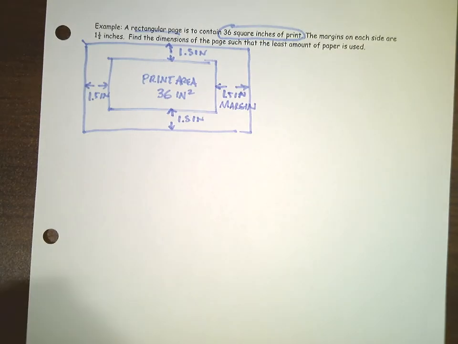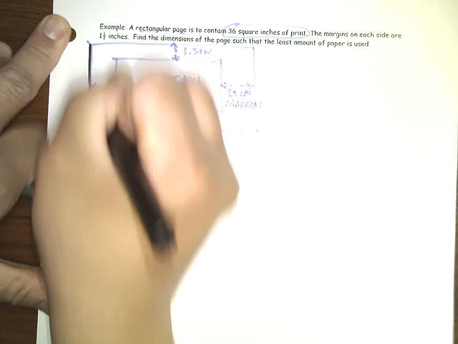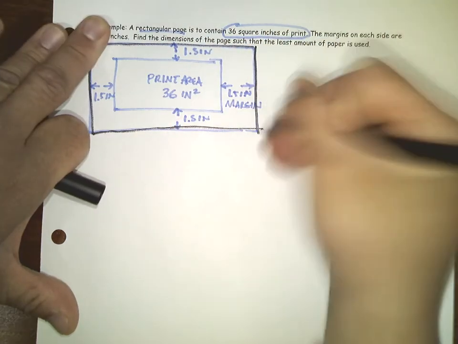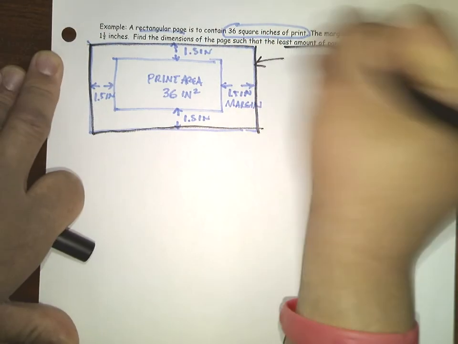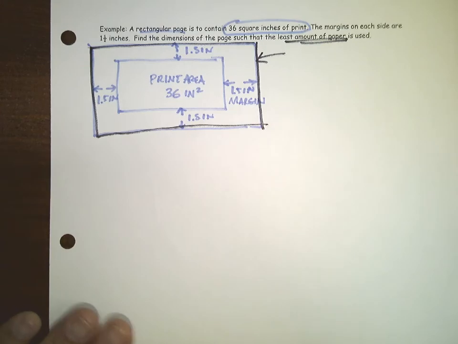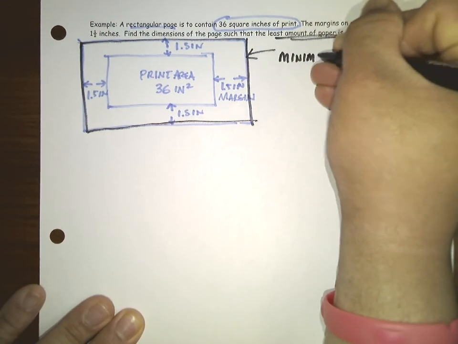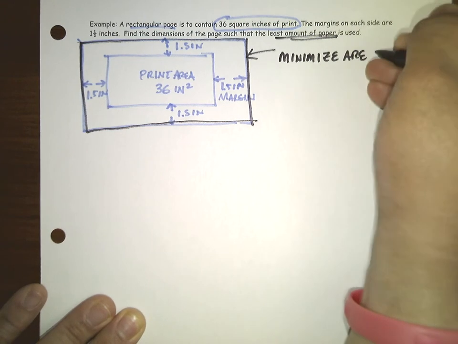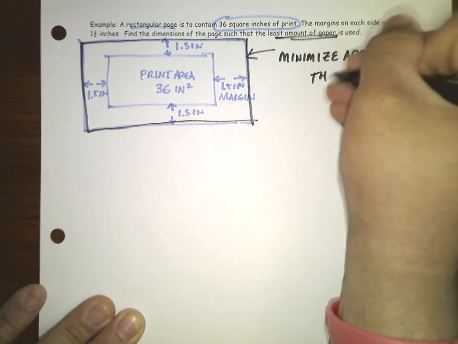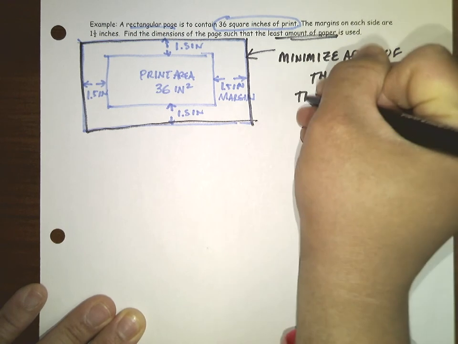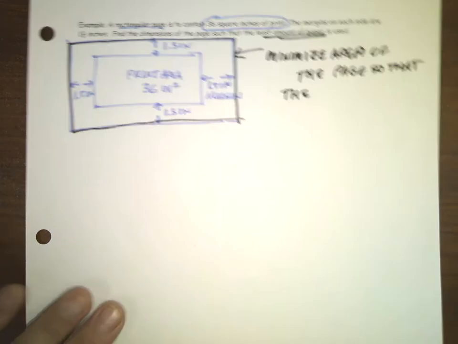So find the dimensions of the page such that the least amount of paper is used. This is the entire page, so we want to find the area of the entire page, then minimize it, or find the least amount. So minimize the area of the page so that the least amount of paper is used.